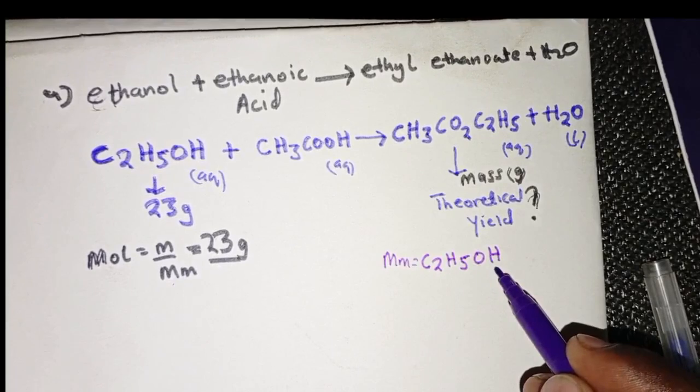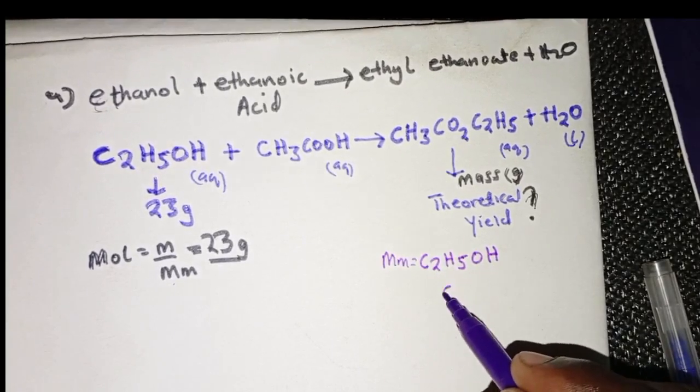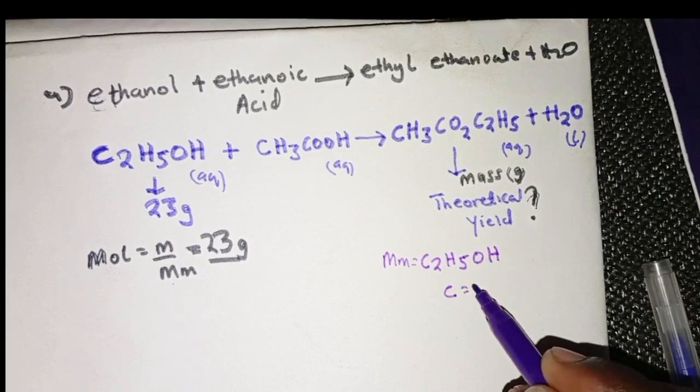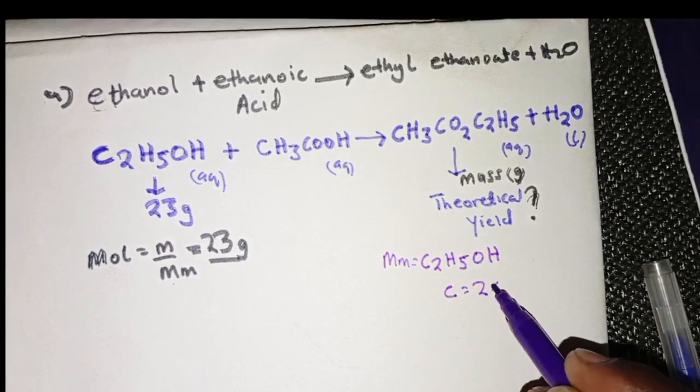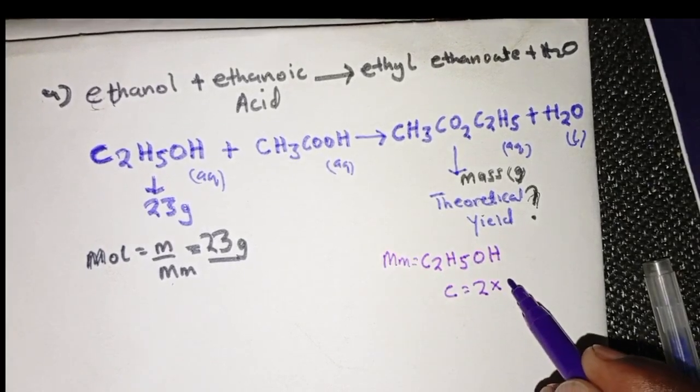So you are going to list the elements here. So you have carbon. How many carbon are here? There are 2. You multiply by their mass. Check on the periodic table. The mass number of carbon is actually what? 12.